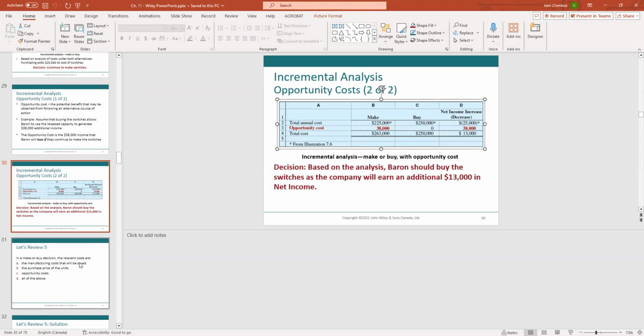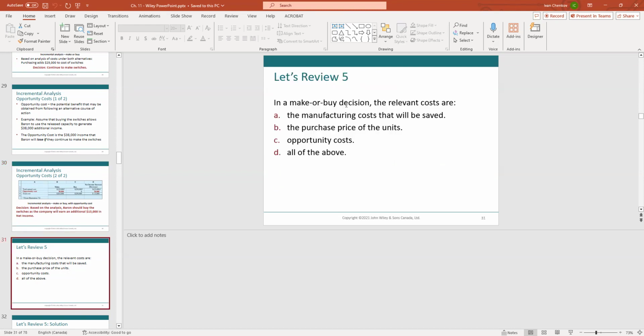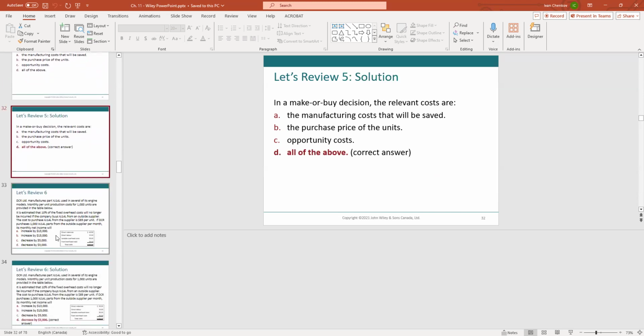Okay, I'm going to continue. If we have to clear it, let's clear it in class, okay? So now on the make or buy decision, which are the relevant costs of the make or buy decision? All of the above, D. All of the above, yes. We have to consider all of them.